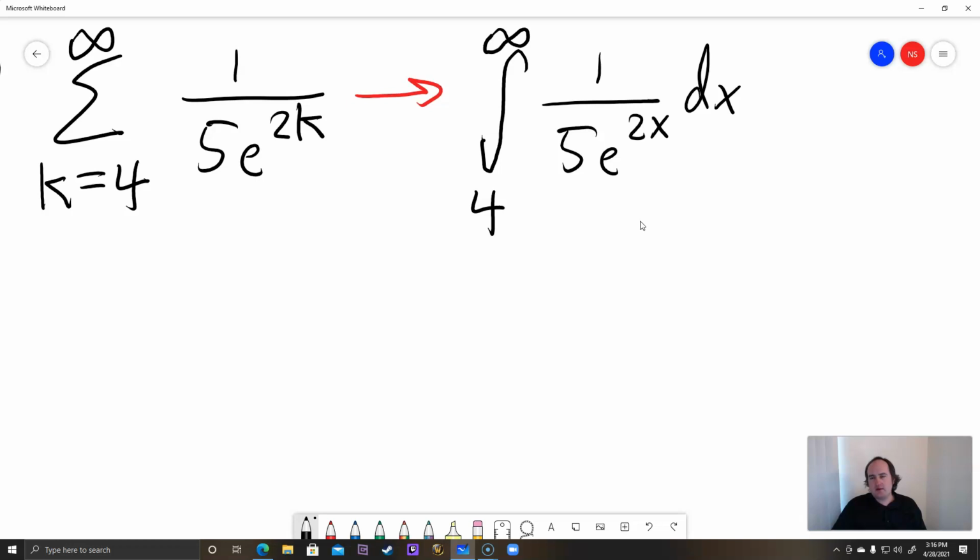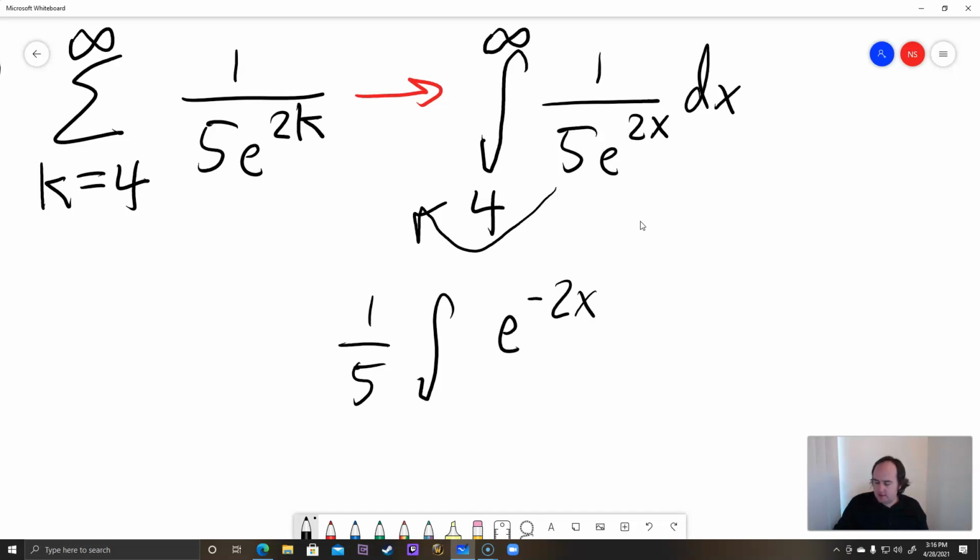Okay, so how do you integrate this one? Well, you can bring out the 1/5. You can factor that out front. So we have 1/5 times the integral of, I'm going to go ahead and write it as e to the negative 2x dx. Because remember, if you move a positive exponent over the division bar, it becomes negative. So if I move that e to the 2x upstairs, it becomes e to the negative 2x.